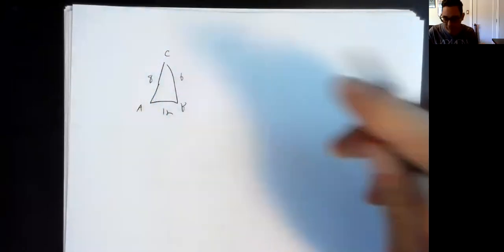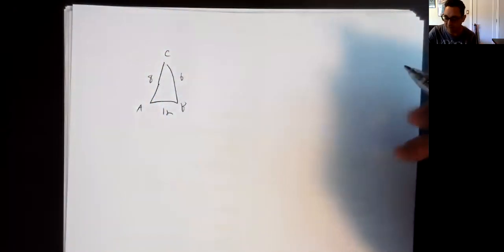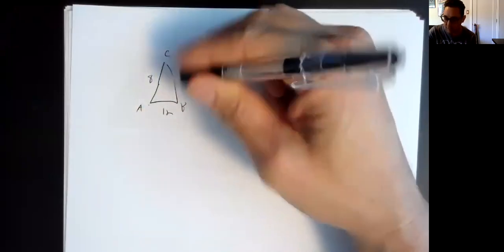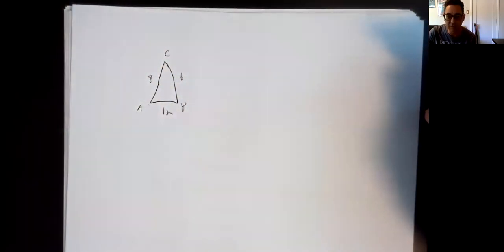Okay, so this one's a little bit trickier because I don't have any pairs. I don't have any partners with A and 6. I don't have any with B and 8 or C and 12. There's no partners, so the law of sines is not going to work here. So I have to use the law of cosines.